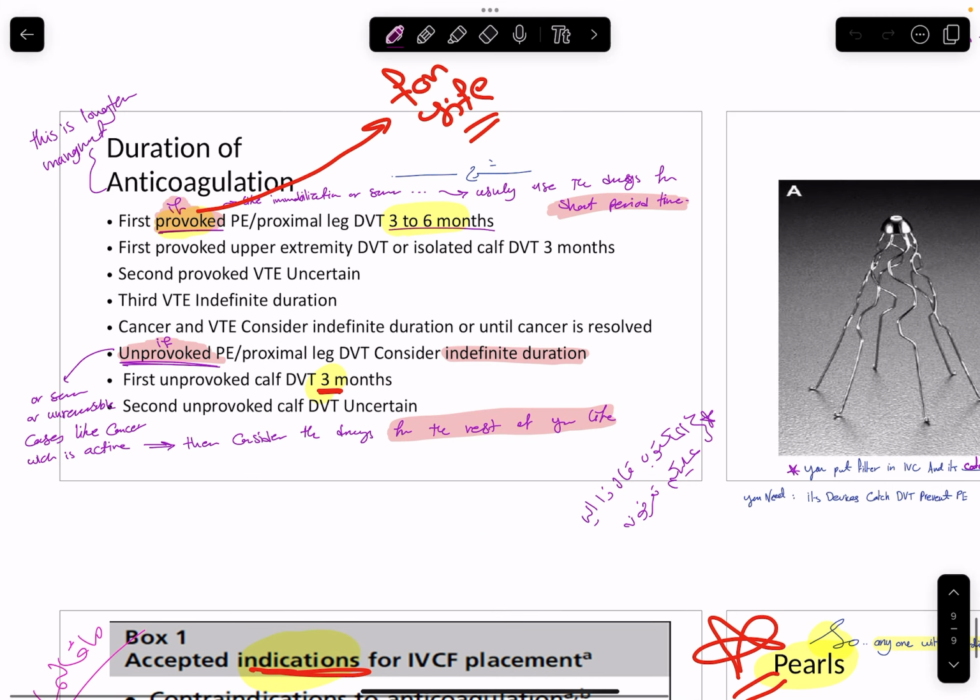Duration, like I said, depends on provoked or unprovoked. If it's provoked, you have whatever cause, you're smoking, taking cigarettes, whatever. If you can reverse the cause, then you can give anticoagulation for 6 months, usually for most patients. But if it's unprovoked and recurrent, then it probably needs to be for life. All right? Makes sense, right? IVC filter.